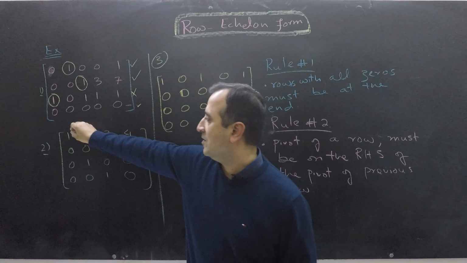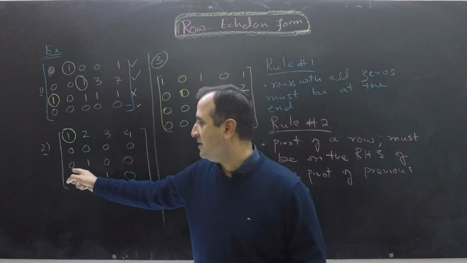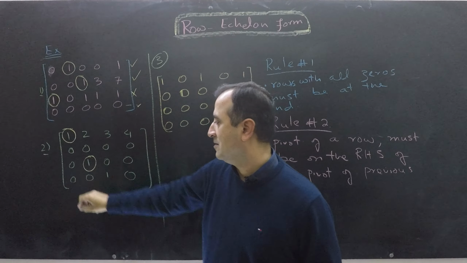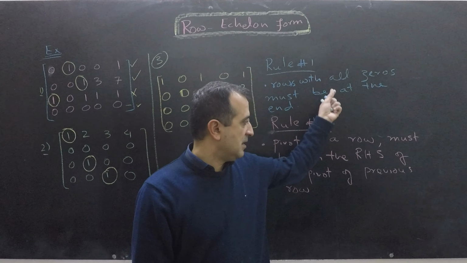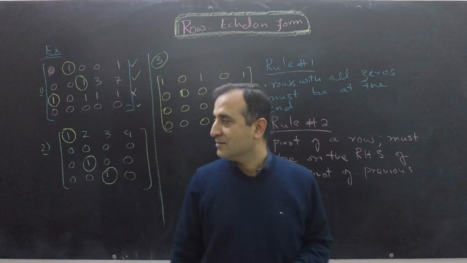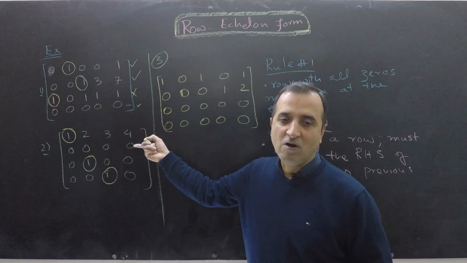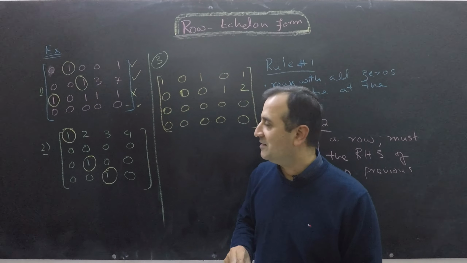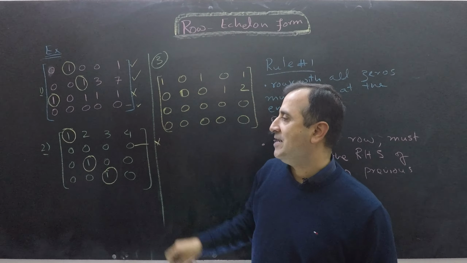In this case we don't have any pivot. In this case, 1 again, and then 1 again. And now we have to see if any of those rules are violated. The first rule is violated because a row with all zeros is not at the end of the matrix, instead it is in the middle of the matrix. So obviously this rule is violated.